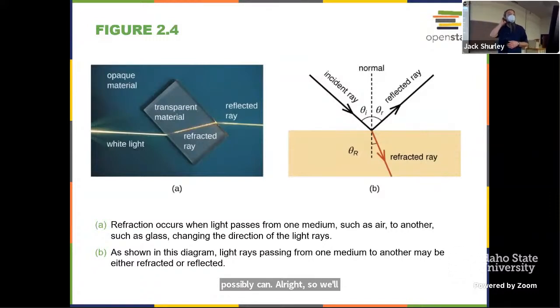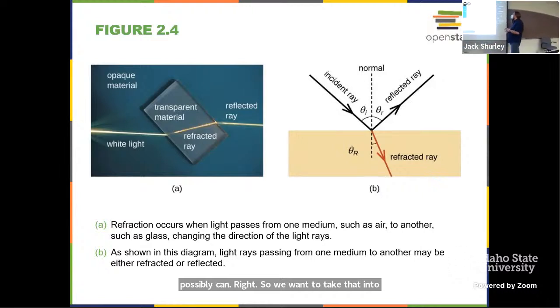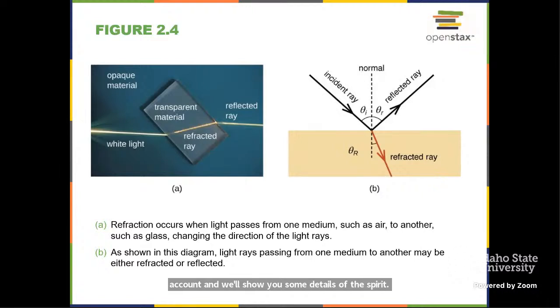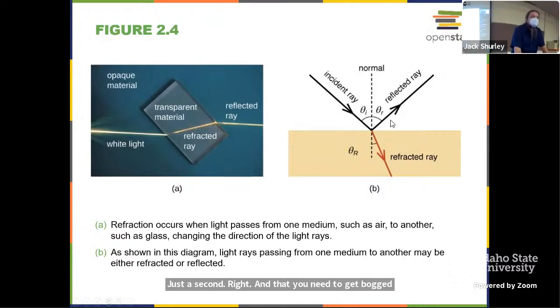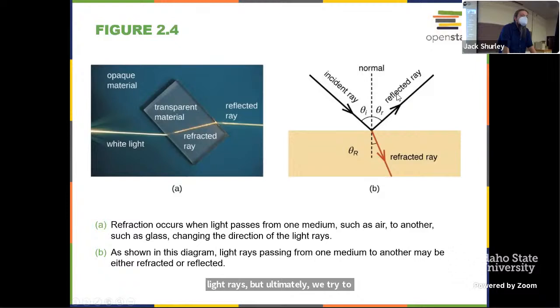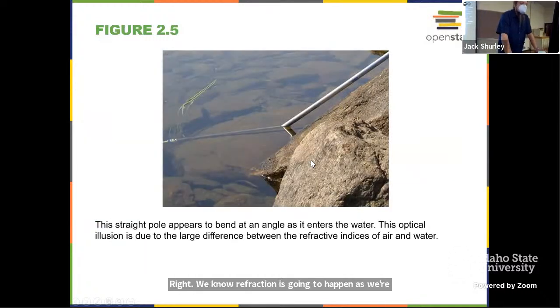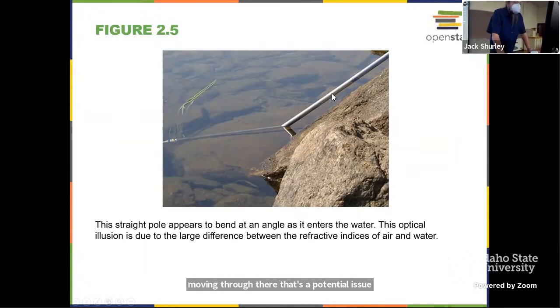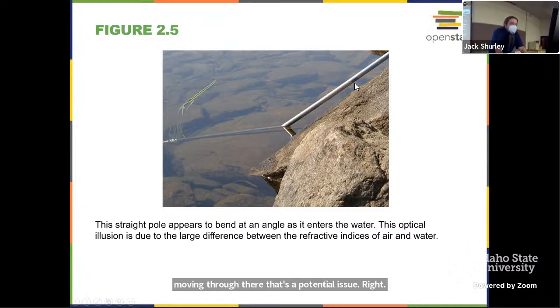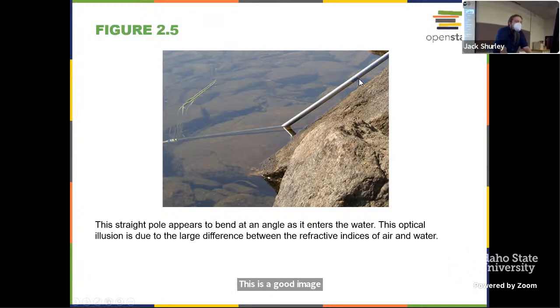So we'll want to take that into account, and we'll show you some details of this here in just a second, all right? And you don't need to get bogged down with this, the refracted and reflected light rays, but ultimately we try to minimize these issues, especially with the reflection, right? We know refraction is going to happen as we're moving through there. That's a potential issue, right? This is a good image that shows some of the refraction.